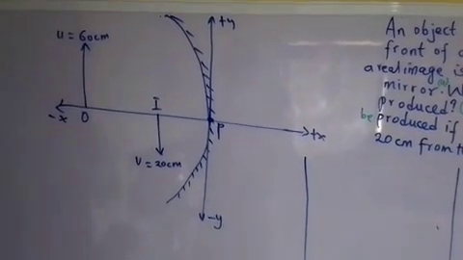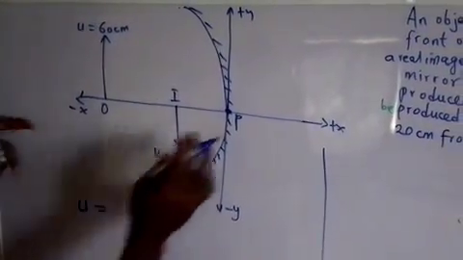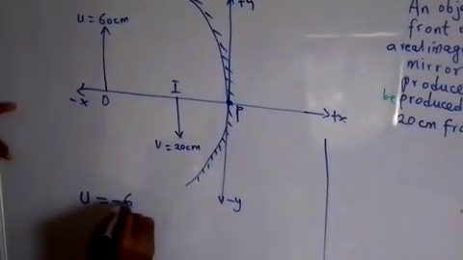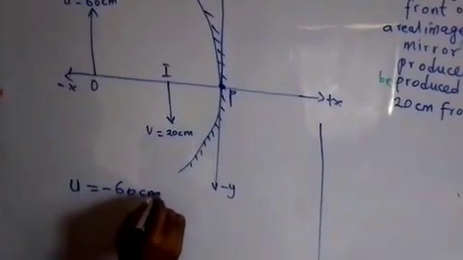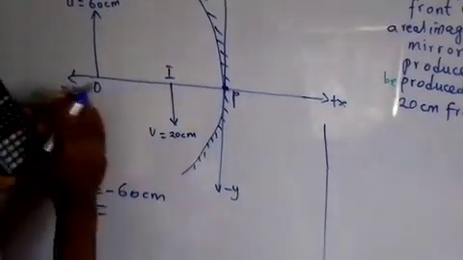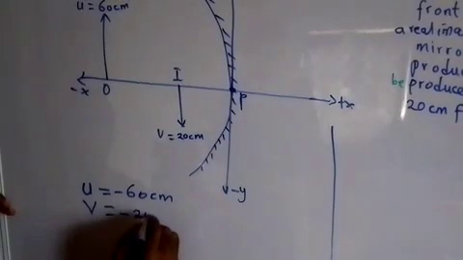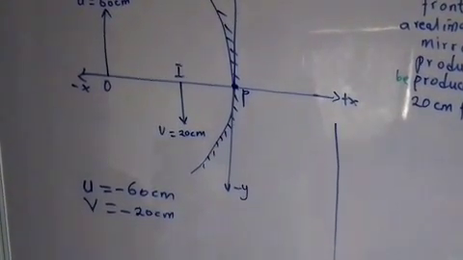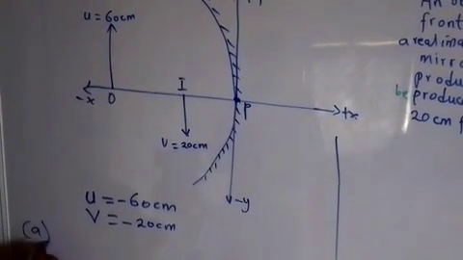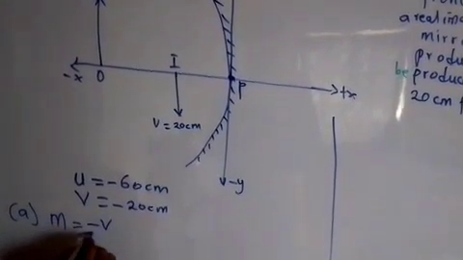Now, what is the first thing I want you to learn from this? Remember I told you any horizontal distance to the left is negative. I will put minus 60 cm. Image distance V, equally in front of the mirror to the left of the x-axis, so it has to be minus 20. Remember, I'm using this sign convention so that you understand what is happening. Now, question A is asking the magnification. It is minus V over U.